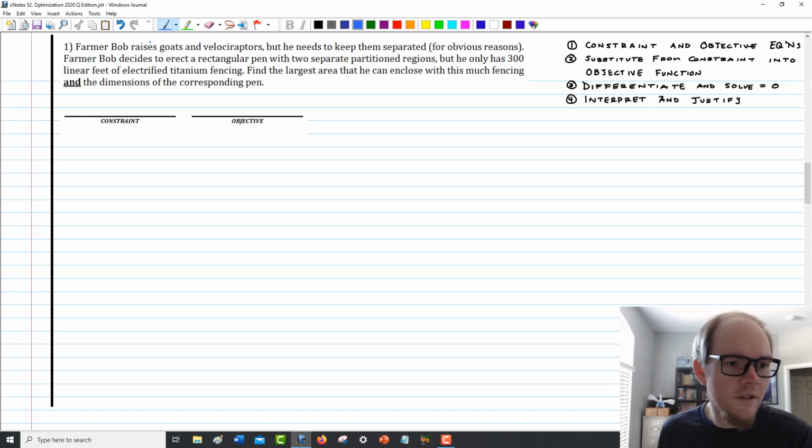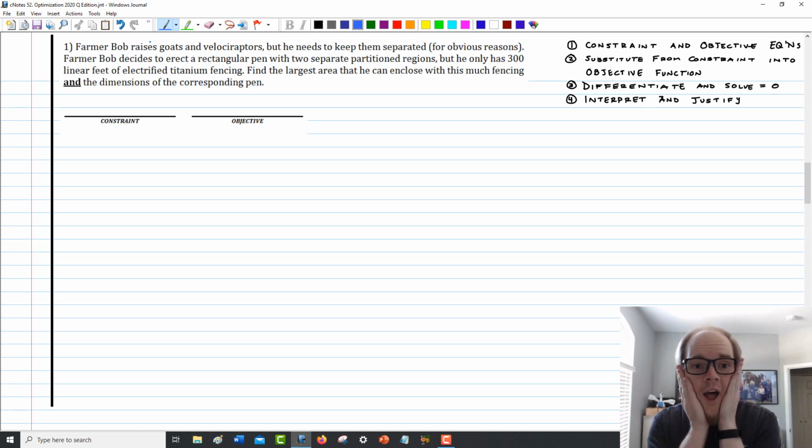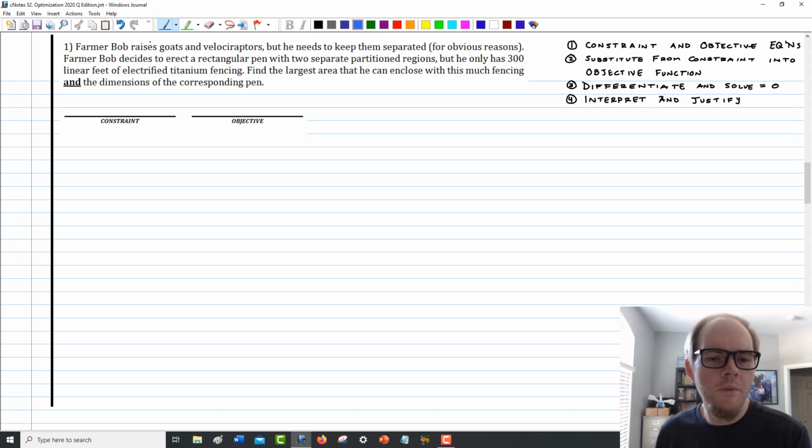Two franchises? I don't know, double franchise. Farmer Bob decides to erect a rectangular pen with 2 separate partitioned regions, but he only has 300 linear feet of electrified titanium human fencing. Oh my! Could buy more. I guess you could eBay it, or I've heard Lowe's parking lots are busy. Maybe people are doing some home improvement. It says find the largest area that he can enclose with this much fencing and the dimensions of the corresponding pen.